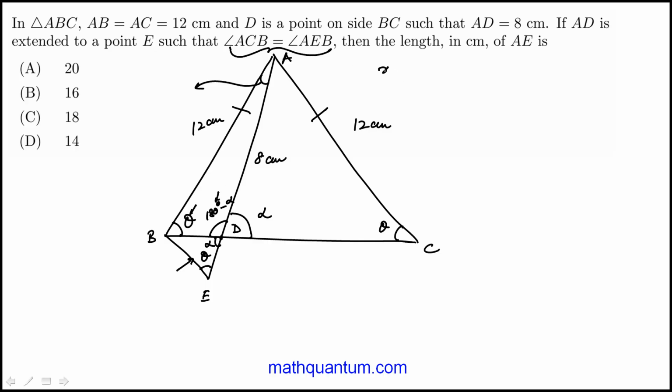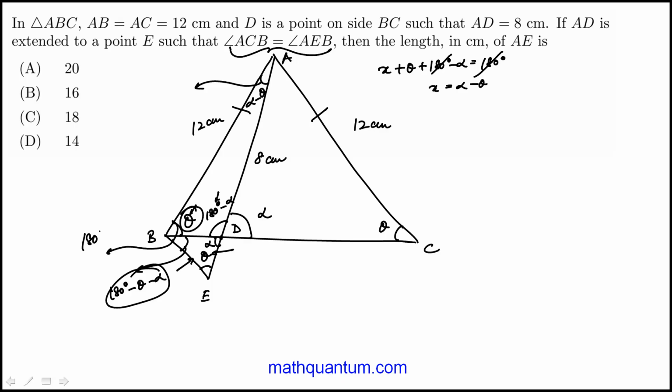So if I just call that x plus theta, so I think this is where there's some work. So x would be alpha minus theta. And that means I can figure out this angle here, which would be 180 minus theta. That would just come from these two. So if I add these two, that angle would be 180 minus alpha.